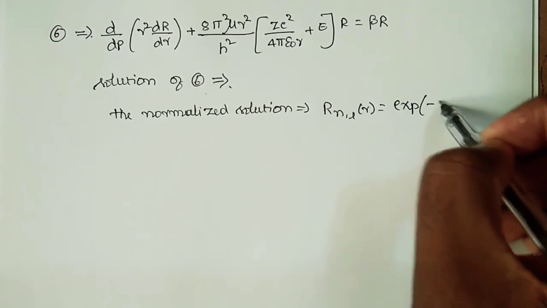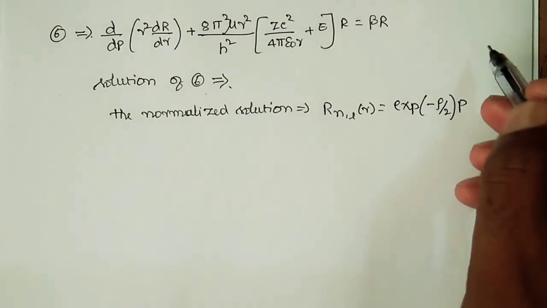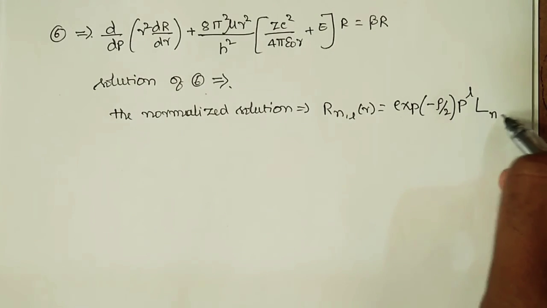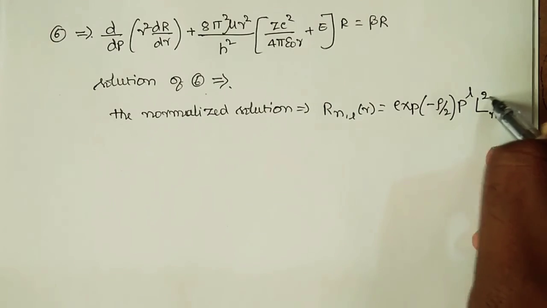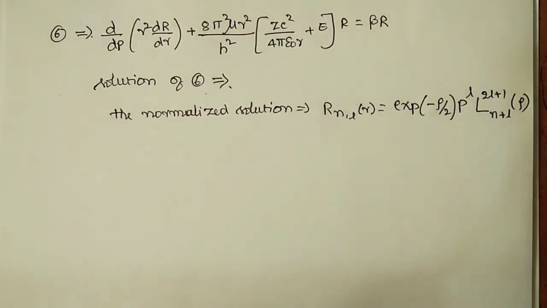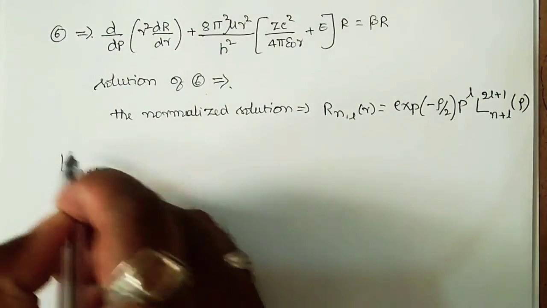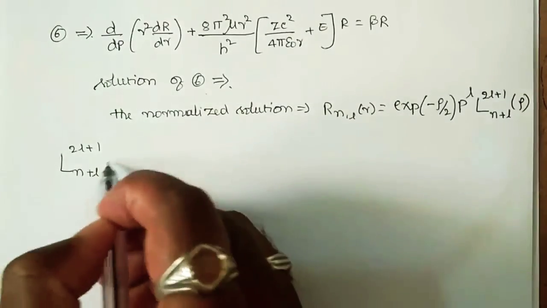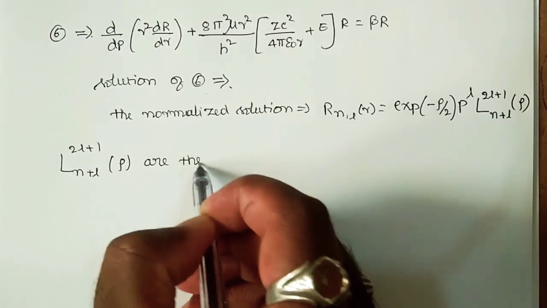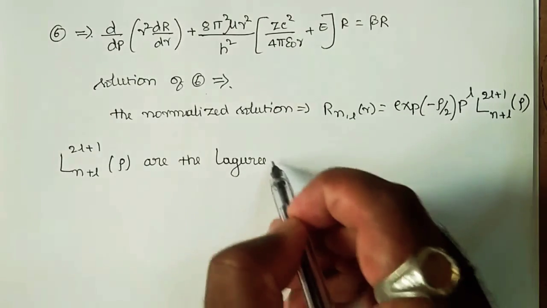exponential of minus rho by 2 into rho to the power l into L of n plus l and 2l plus 1 of rho. And here we have the term L of n plus l, 2l plus 1 of rho. These are called the Laguerre polynomials.